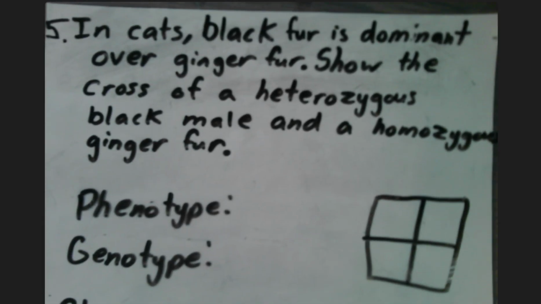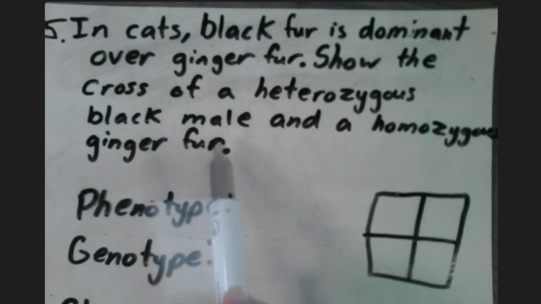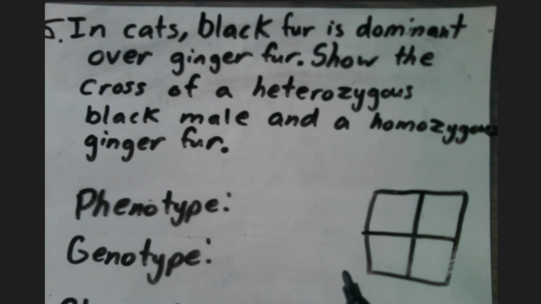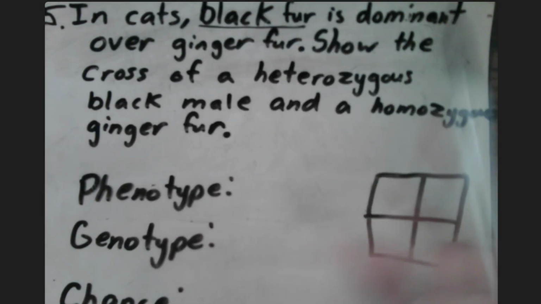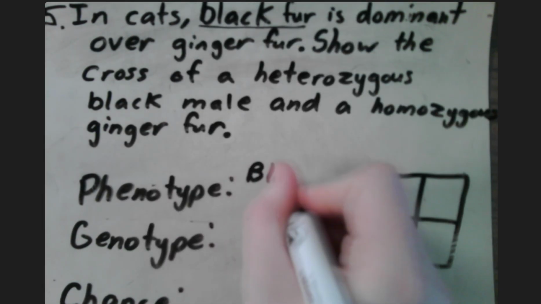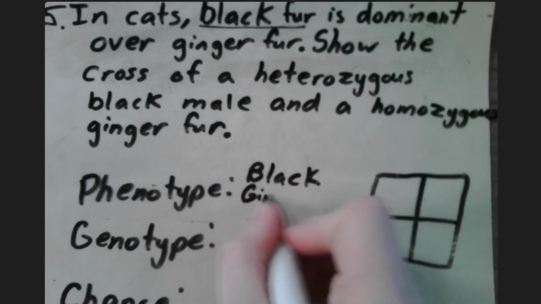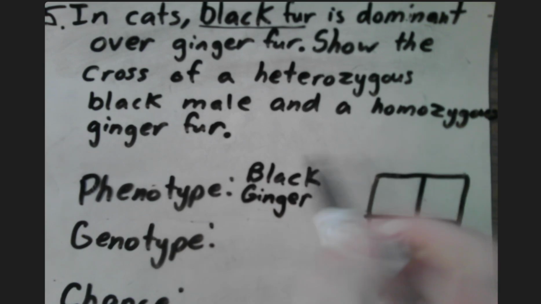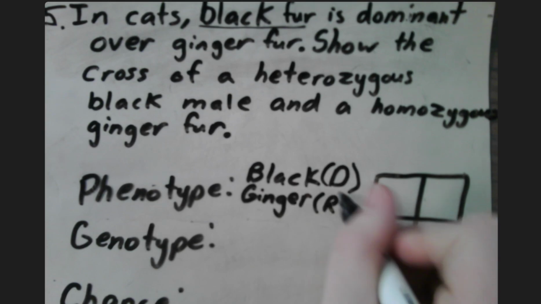All right. In cats, black fur is dominant over ginger fur. Show the cross of a heterozygous black male and a homozygous ginger fur. All right. Let's look at the phenotype first. The phenotype are the two characteristics we're going to be looking at. This is black fur and ginger. All right, so our black fur, it says it's going to be dominant, so I'm going to put a D. And our ginger is recessive. I'm going to put an R.